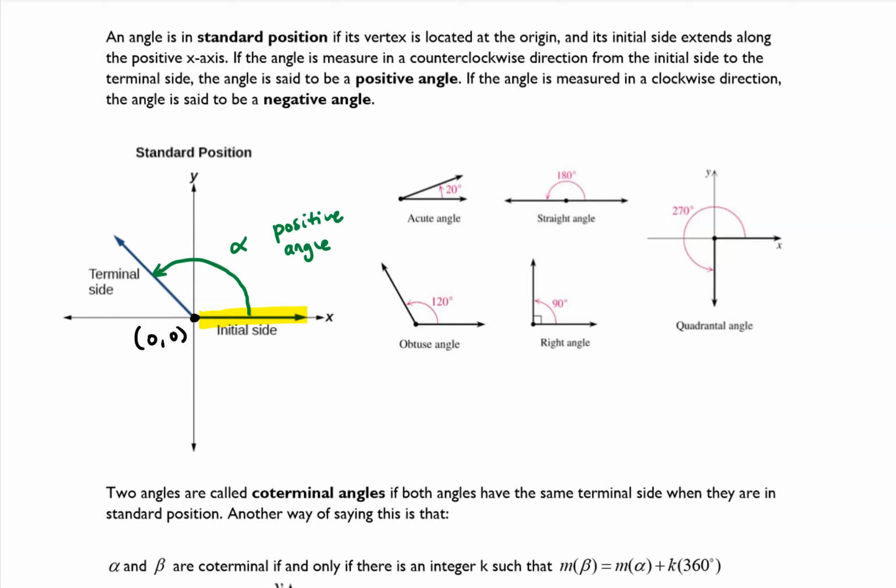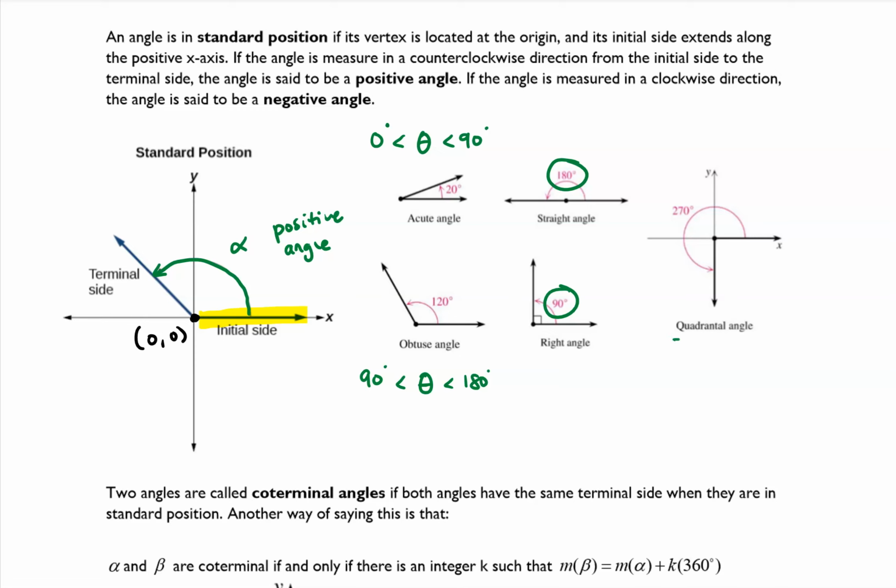And here to the right, we just have some more examples of other special types of angles. So an acute angle is when the angle is between 0 and 90 degrees. An obtuse angle is when the angle, I'll call it theta, is greater than 90 degrees and less than 180 degrees. A right angle is an angle that is exactly 90 degrees. A straight angle is one that is exactly 180 degrees.